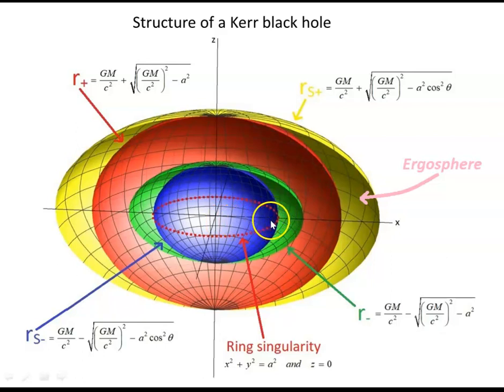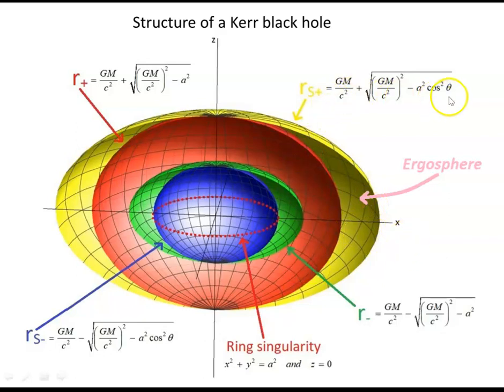Coordinate radius a. Now, inside the outer event horizon, we can't observe and determine whether or not this inner structure actually exists. It's just predicted by the mathematics, and we accept that, but we don't have any observational evidence for that, since we can't make observations beyond the outer event horizon. Between the outer event horizon and the outer stationary limit surface is the ergosphere. And we've seen that in previous videos.